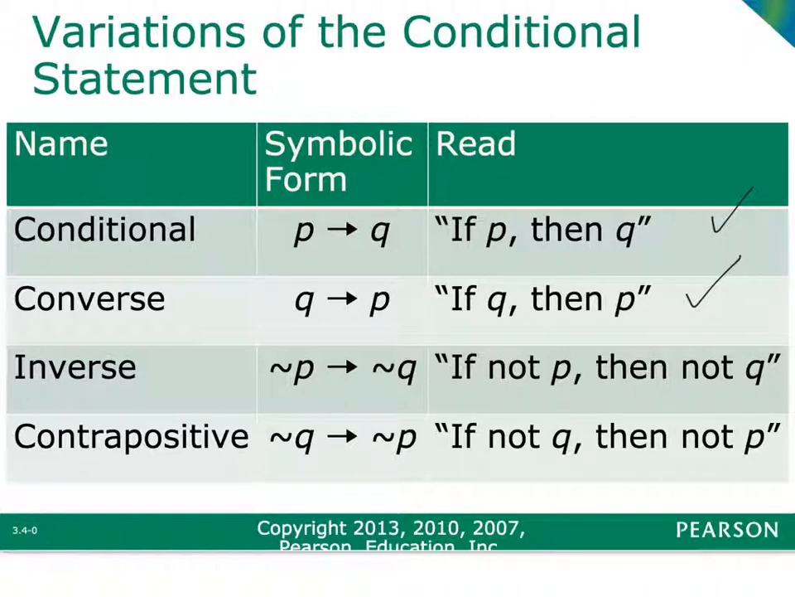Sometimes they'll ask you to do the inverse. In the inverse, you use the original order, but you negate everything. If not P, then not Q. And last, they'll ask you to do the contrapositive. In the contrapositive, it's the converse and the inverse combined. You're going to switch the order and negate everything. If not Q, then not P. Okay, so let's look at an example.